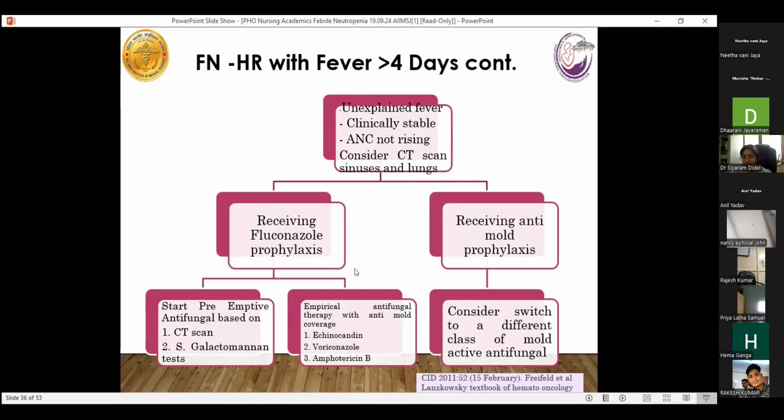In terms of therapy changes, if the child is receiving fluconazole prophylaxis, then we have to start preemptive antifungal based on CT scan and serum galactomannan levels. And empirical therapy is started with echinocandins, voriconazole, or amphotericin B. And if the child was receiving anti-mold prophylaxis, such as voriconazole, then we have to switch to a different class of mold antifungal.